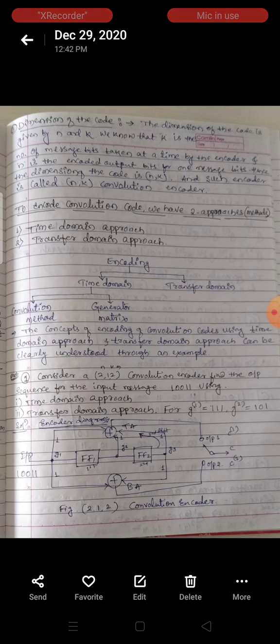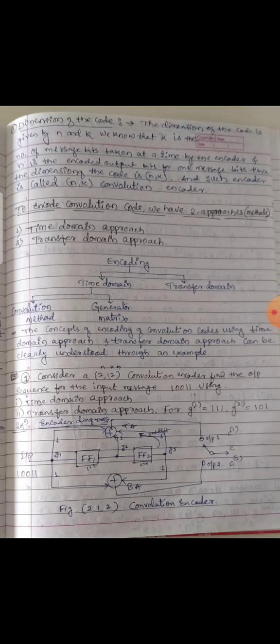Now look at this: he has given G of 1 equal to 1 1 1, meaning for this 1 1 1 you should make connections to the top adder. Look at G1, I connected here, the G2 switch point is connected, the G3 switch point is connected. So that is the third shift for the top adder.